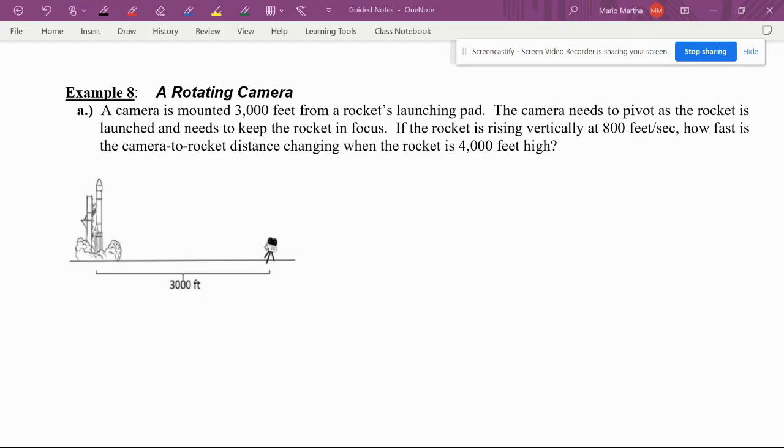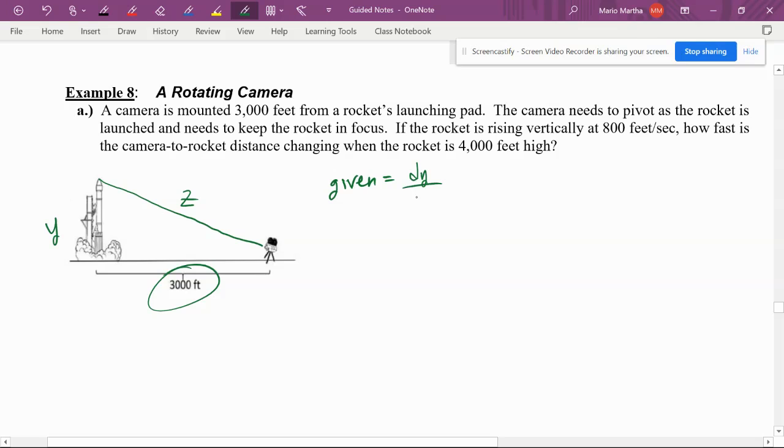So here again, we want to do a couple of things. First, we're given a picture. It says it's vertically rising, so this is our y value right here. And then we want to figure out this right here. Let's call that z. We're given that we have a fixed distance horizontally. If the rocket is rising vertically at 800 feet per second, that would be dy/dt. We know how fast it's going straight up, and that's equal to 800 feet per second.